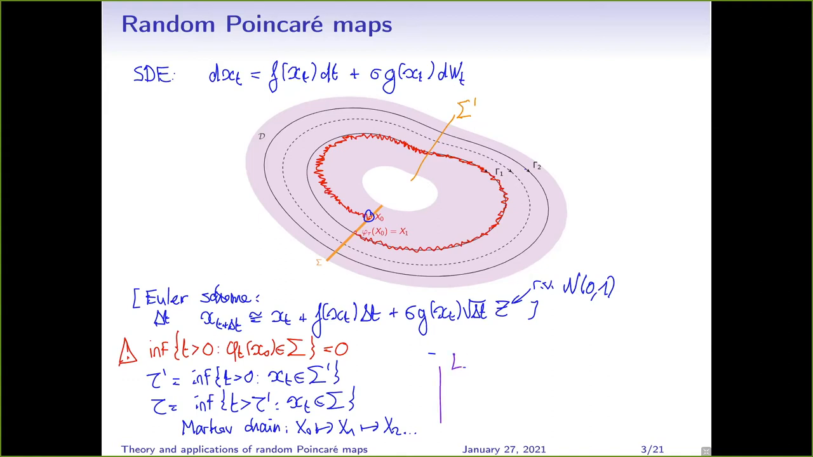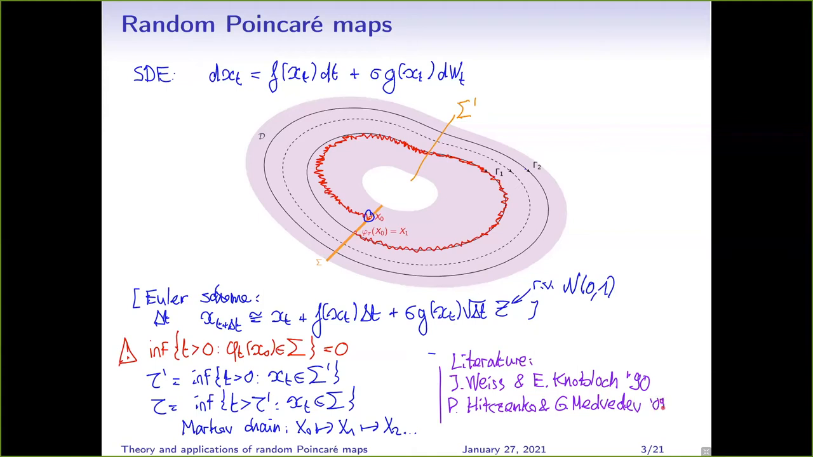Just a word on literature. I didn't invent this concept, but the oldest reference I know where this idea has been used is by Weiss and Knobloch in the 90s, who did some basic arguments about these maps. And there are a couple of papers by Pavel Hitschenko and Georgi Medvedev, one from 2009 and the other from 2013, where they really use the term Poincaré map of randomly perturbed periodic motion. That's one of the references that inspired me to look at these things more closely.